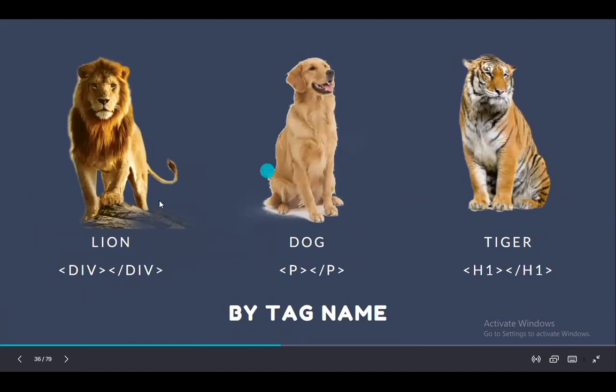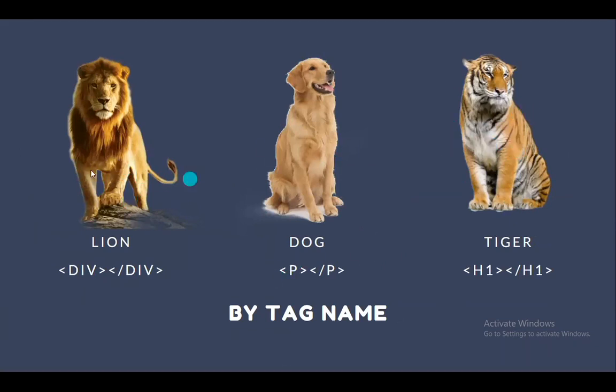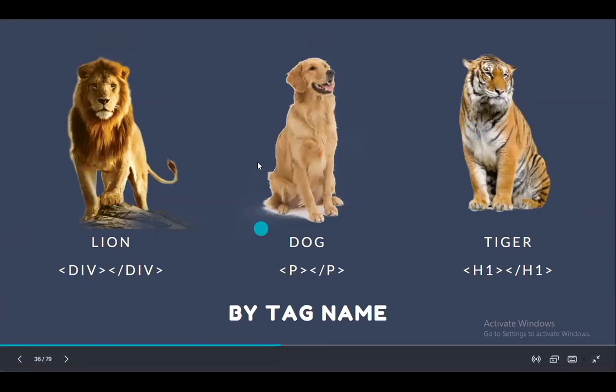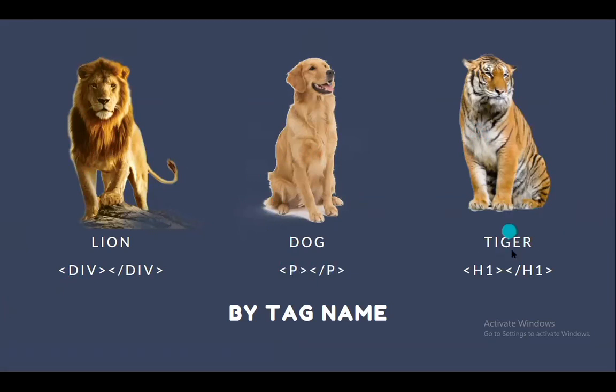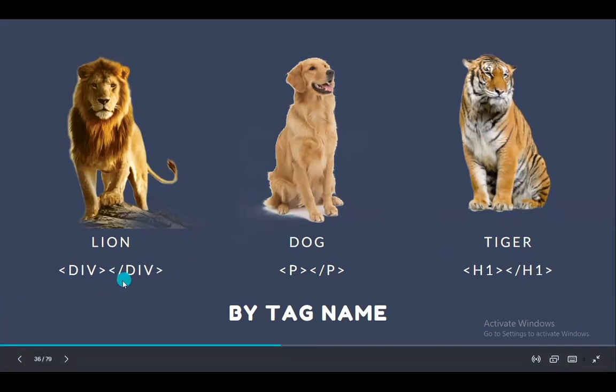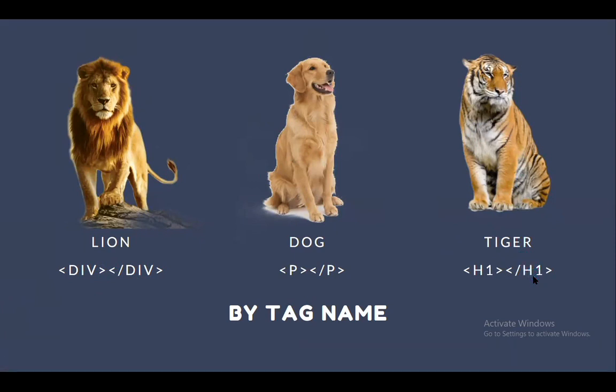But let's say, by seeing here, we have three different animals: lion, dog, and tiger. So assume this one is a div, this one is a paragraph, this one is H1. So we can target these elements by their name. That type selector we have seen already, we were targeting P and then applying the color, isn't it? So like that, simply we can target it. That I will show you.